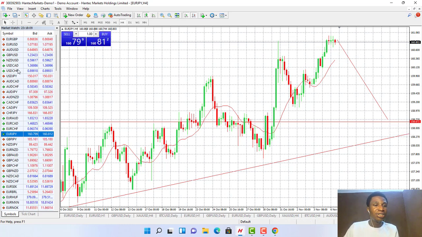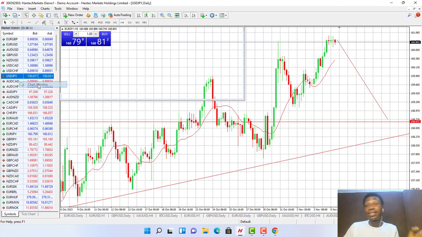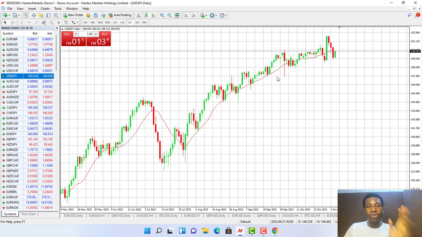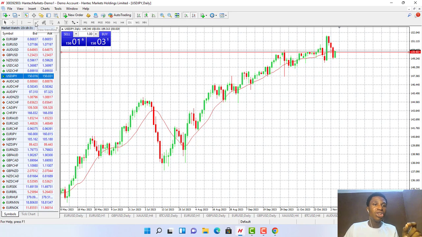Also, we treated the USD JPY. The USD JPY is still for a buy, provided the market is still in this uptrending direction. It's still making higher highs. You can still see it. All you have to do is to wait for the market to break above the resistance zone, or you wait for the candlestick to break above the resistance zone before you think of buying the market. USD JPY is for a buy.